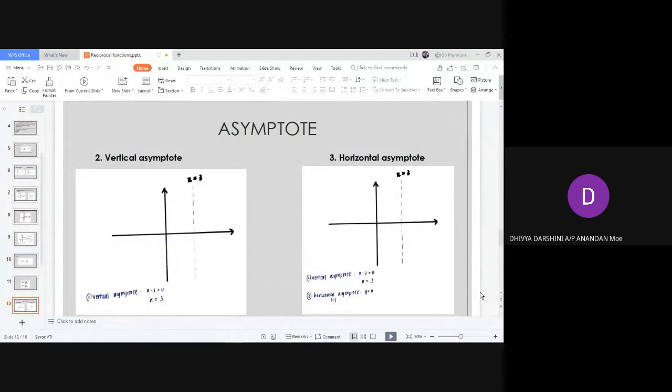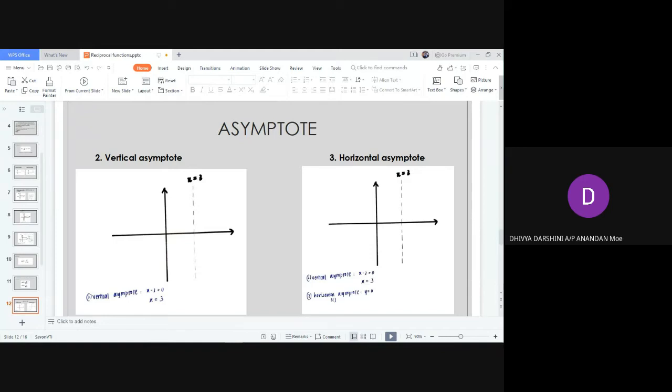Okay. Then next, we're going to find the horizontal asymptote. So as you can see, the horizontal asymptote is not there because in the equation before, our c is equal to 0. So y equals to 0, even though the line is not there, it's actually on the x-axis.